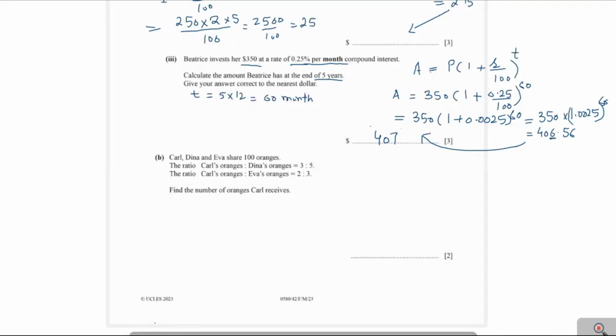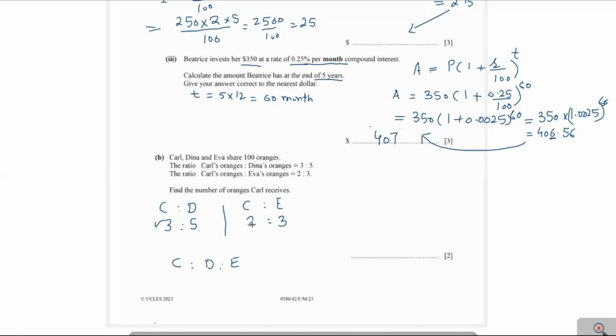Now you see here Paul's oranges we represent by C and Dina's oranges we represent by D. Therefore C:D is 3:5. And same here is the Paul ratio Eva, C:E, we represent Eva by E. Now 2:3. Now we have to find C:D:E. Now you see here the C value 3. When the C value is 3, the Dina receives 5 oranges.